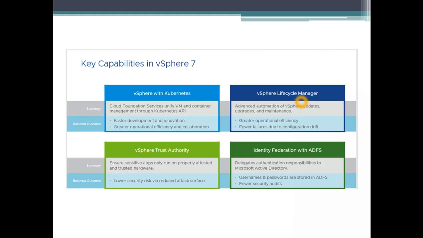Key capabilities for vSphere 7: vSphere7 with Kubernetes, Cloud Foundation Services, unified VM and container management through the Kubernetes API. So it's a unified approach, whether you want to manage VMs or containers, with faster development and innovation, greater operational efficiency and collaboration. vSphere Lifecycle Manager provides advanced automation of vSphere updates, and upgrading and managing them becomes a really simple task.